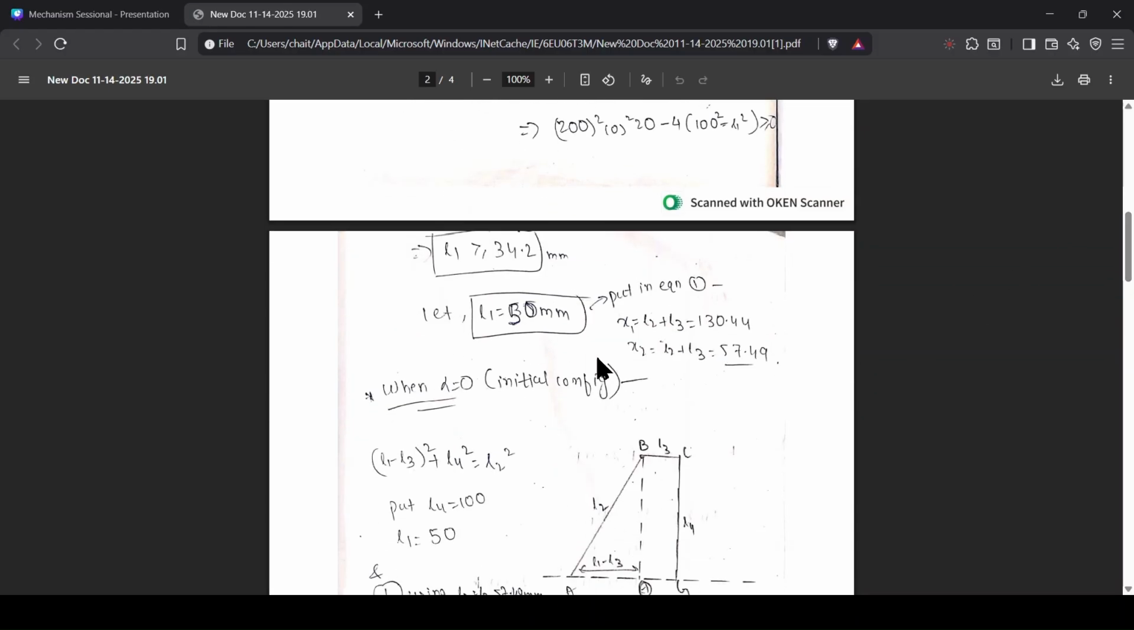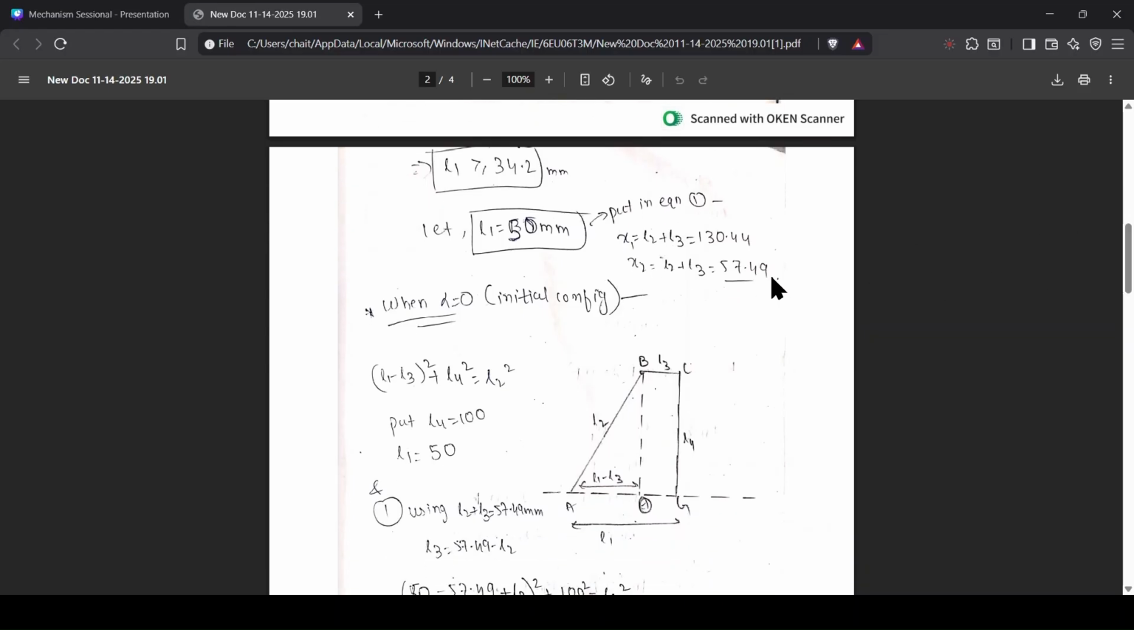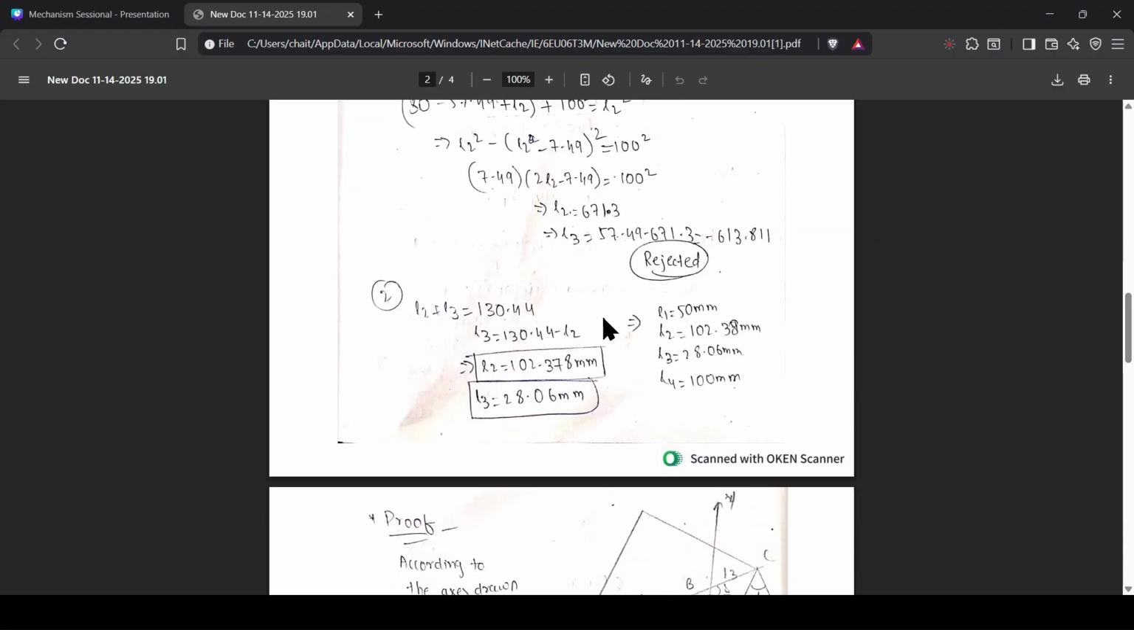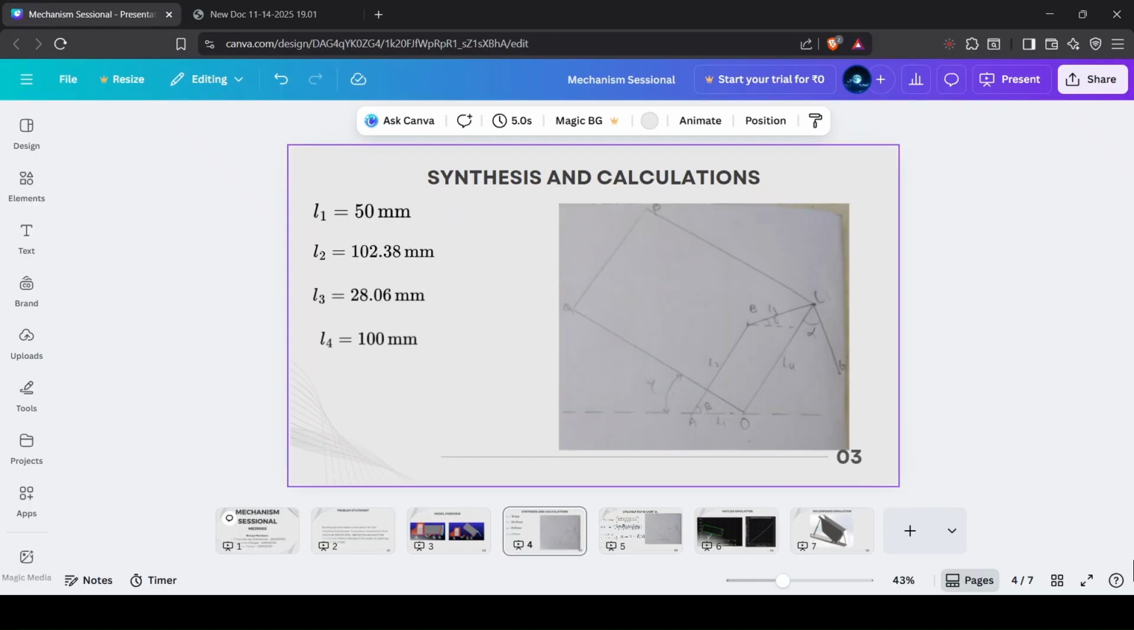We get two values of L2 plus L3 because it is a quadratic equation. If you use the value of x equal to 57.13, one of the lengths is negative, so we have to reject that. And we use the other value, 130.44, to get the values of L2 and L3. In this way, we have found all these values: L1, L2, L3, and L4.